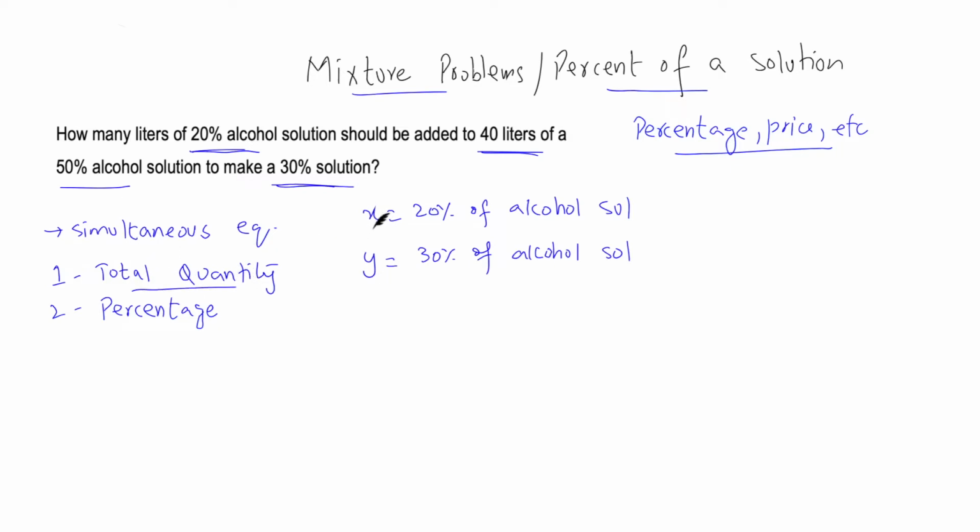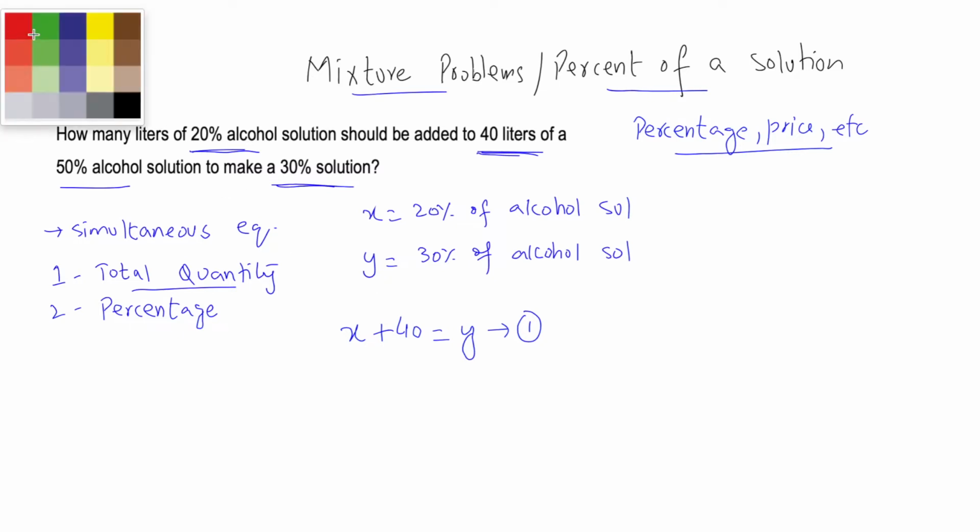So what do we have? We have got X liters. X plus 40 liters. X plus 40 equals Y. This is our first equation. Very simple. Always just add the total quantities and you will get your first equation.